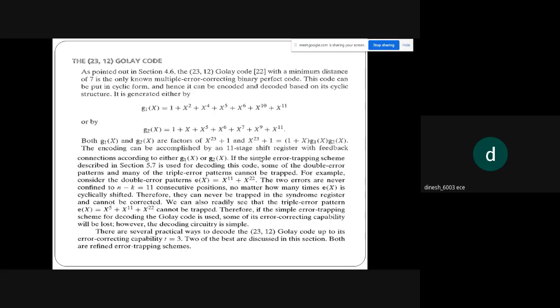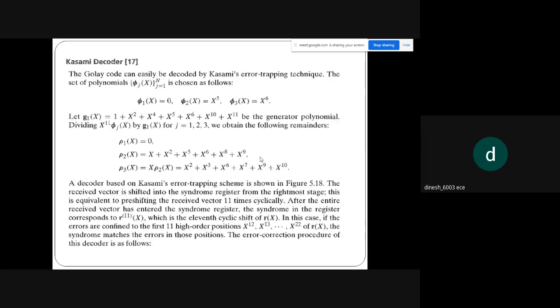We will see how we design this Golay code. So the Golay code can be easily decoded by Kasami's error trapping technique, by using the following principle. The following principle is by considering phi 1 of x is equal to 0. So you had seen g1. Phi 2 of x is equal to x power 5, which is g2. Phi 3 of x is equal to x power 6, g3.